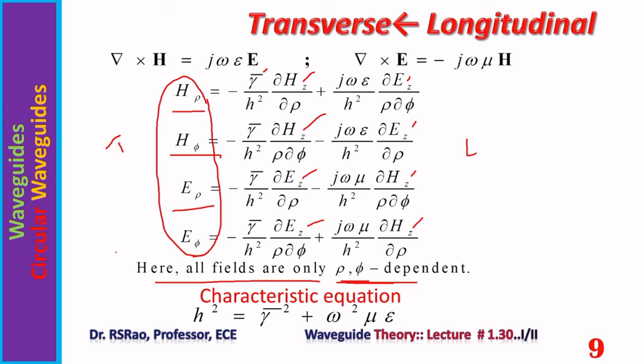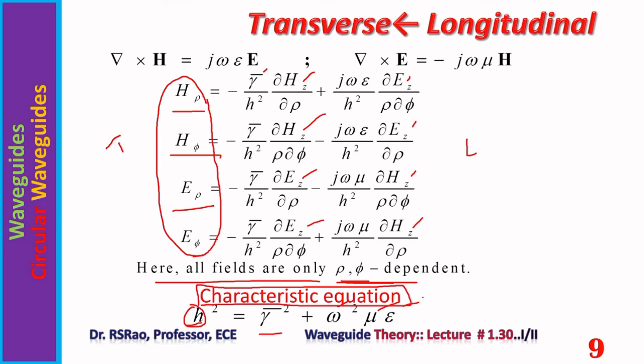Then what is h square? h square is gamma square, propagation constant square, plus omega square mu epsilon, frequency square times mu epsilon. These are constitutive parameters pertaining to the hollow region. h has a name, cutoff wave number. This equation, h square equal to gamma square plus omega square mu epsilon, is called the characteristic equation. It has a lot of importance in waveguide theory. In fact, from this equation, we derive the filter characteristics of waveguides.